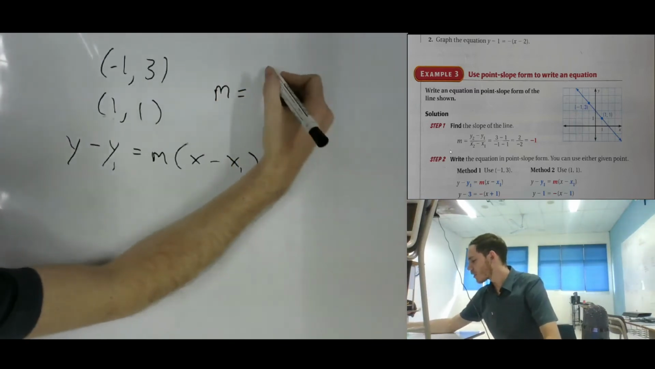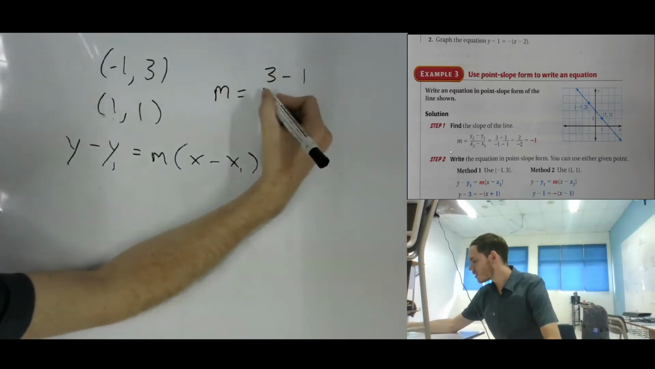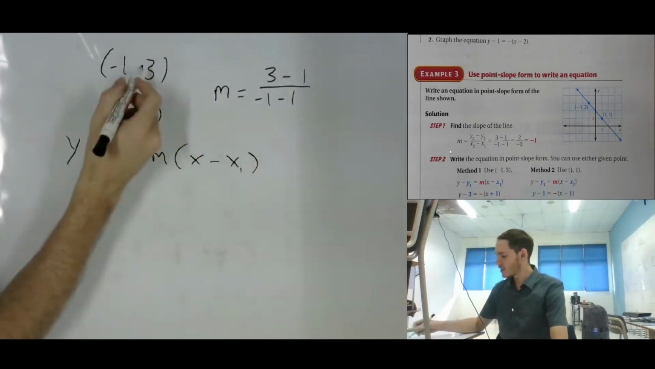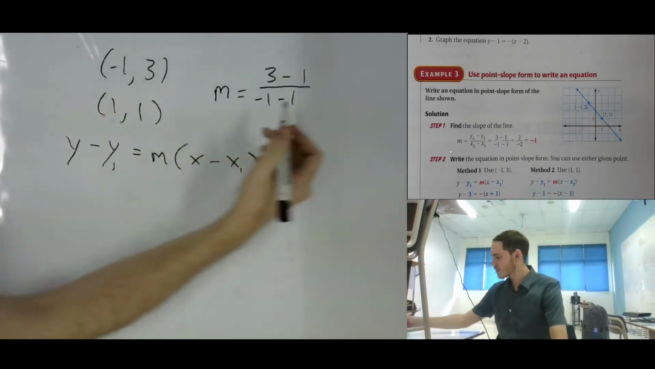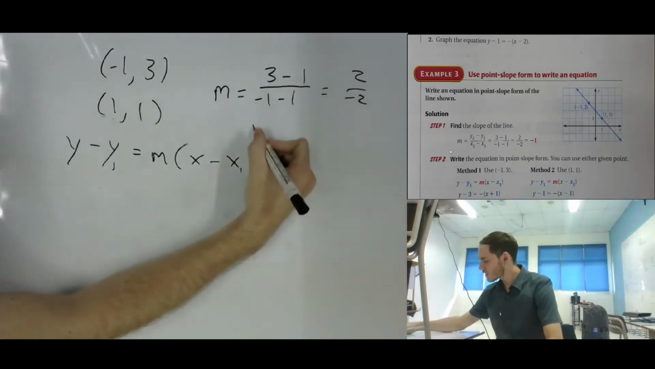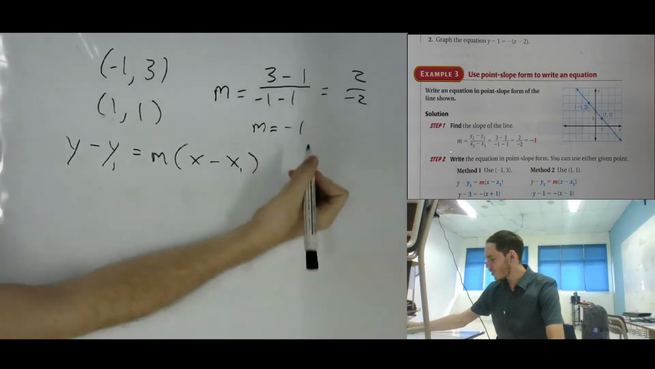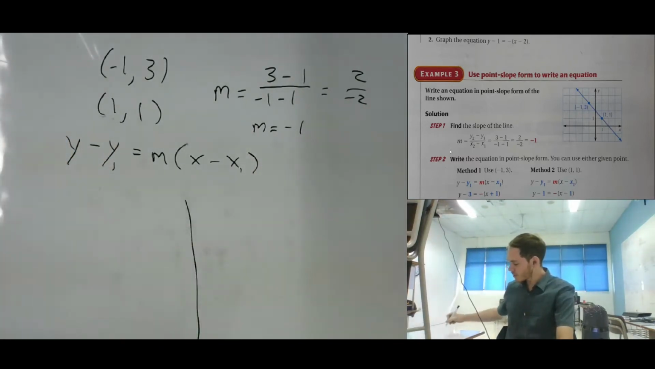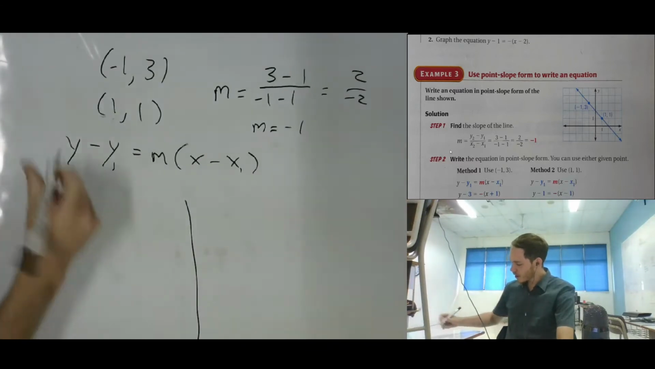I'm going to do a 3 minus 1 over -1 minus 1. Okay, so I just subtracted this from this, and we get 2 over -2, which gives us a slope of -1. Okay, now we could choose either point. So there's going to be 2 options here. One, I'm going to choose this one.